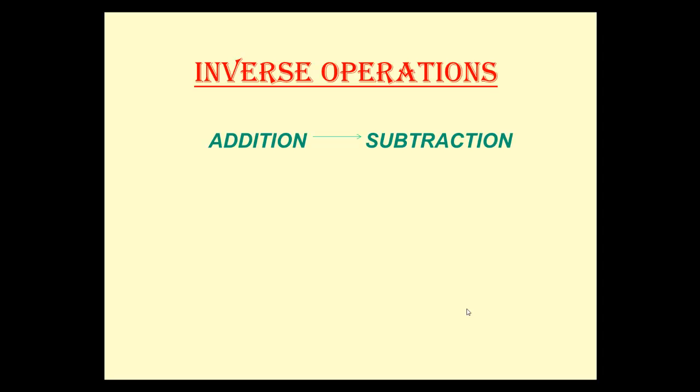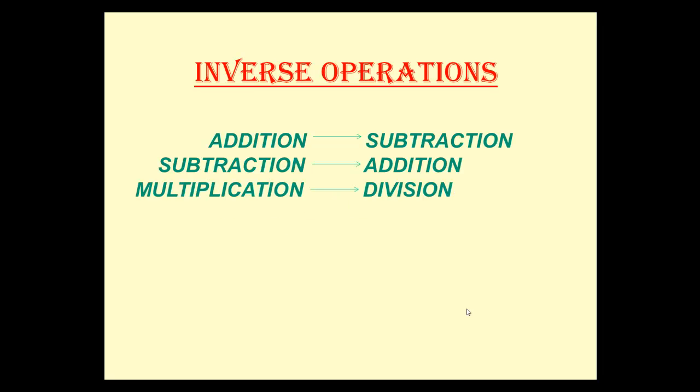If I start with 4 and I add 5 and then I subtract 5, I get back the 4 that I started with. So the subtraction undoes the addition. Addition undoes subtraction. Multiplication and division are also inverse operations. If I start with 10 and I multiply it by 2 to get 20, and then I divide 20 by 2, I'll get 10 because the division has undone the multiplication.